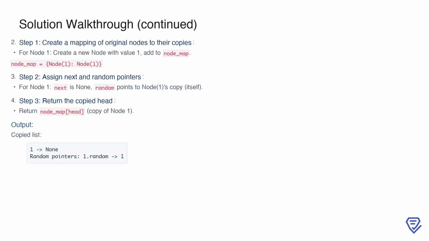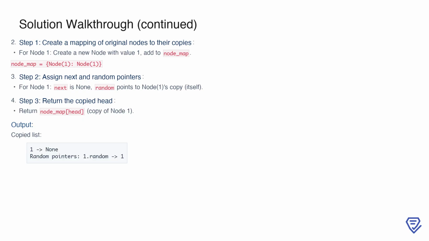In the third example, we examine the simplest case, a single node where the random pointer points back to itself. The input consists of node 1 with no next pointer, and its random pointer references itself. In step 1, we initialize node_map as an empty dictionary and set current to node 1. We create a copy of node 1 and add it to node_map, establishing a mapping from the original node 1 to its copy. In step 2, we assign the next and random pointers for the copied node.